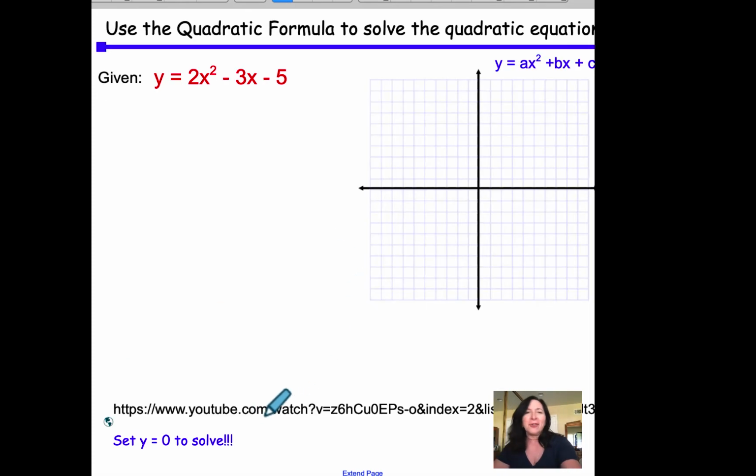Try to help remember. I know some people taught songs. I never did that. Quadratic formula to solve the quadratic equation. We're going to do that. So I'm just going to say this. It needs to be in this form: y equals ax squared plus bx plus c.